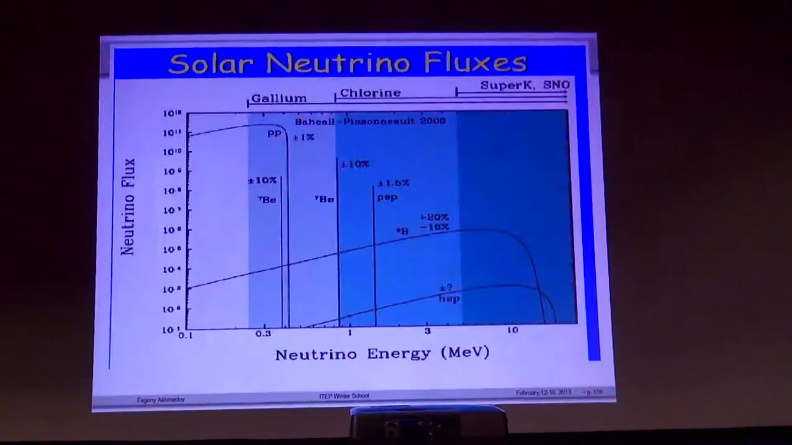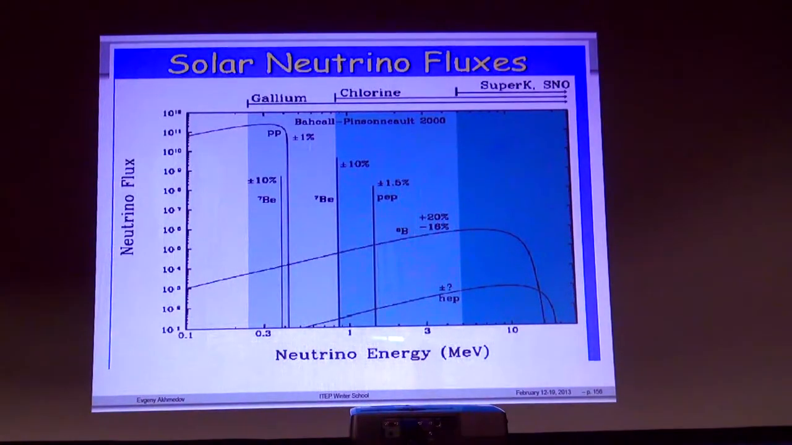Now let me very briefly discuss the results of these experiments. This is actually the predicted spectrum of solar neutrinos. This is a logarithmic scale, by the way. I mentioned in my first lecture that we have 60 billion solar neutrinos per square centimeter per second at Earth. These are coming from this flux, the so-called PP neutrinos. The other fluxes are smaller. And here I show the energy thresholds of different experiments. The first experiments were mostly sensitive to the high energy part of the spectrum.